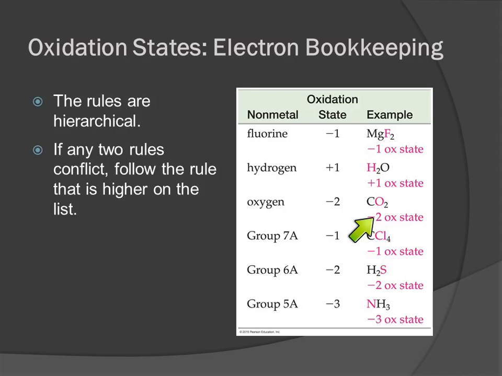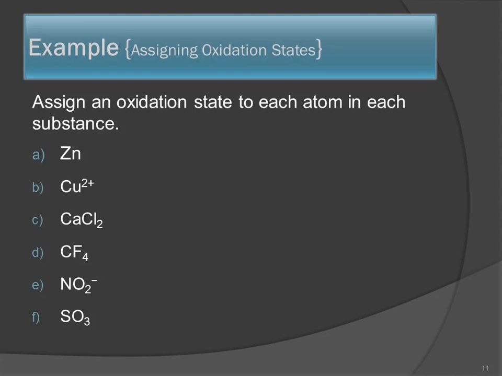Oxygen gets -2. Here in carbon tetrachloride, the chlorine gets -1. In hydrogen sulfide, the sulfur gets -2. And in ammonia, the nitrogen gets -3. So let's do some examples. Assign an oxidation state to each atom in each substance.